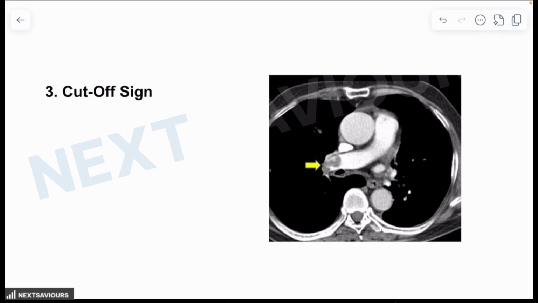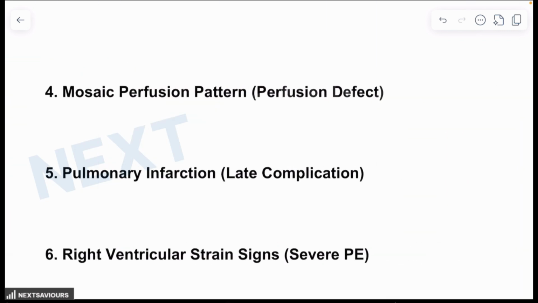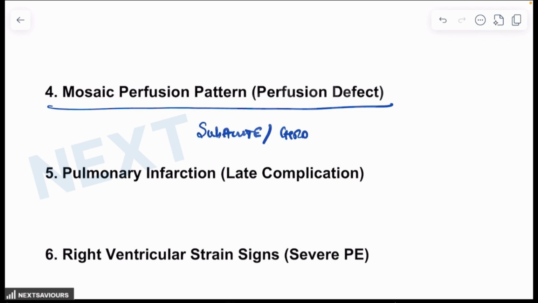Yes, the most important one is the cutoff sign, another diagnostic finding, which is the abrupt termination of the pulmonary artery due to embolic obstruction. So it is seen in large proximal pulmonary embolism affecting the segmental or the lobar arteries. So this is cutoff sign. There are other signs also like mosaic perfusion pattern, which is the perfusion defect. It is a heterogeneous lung enhancement due to areas of hypoperfusion, which is obviously caused by the embolism, and it is seen in case of subacute or chronic pulmonary embolism.